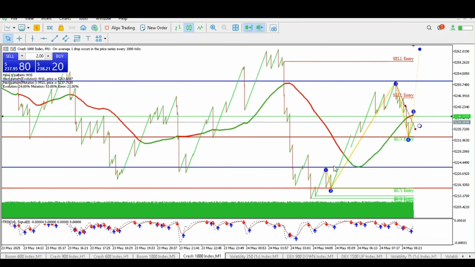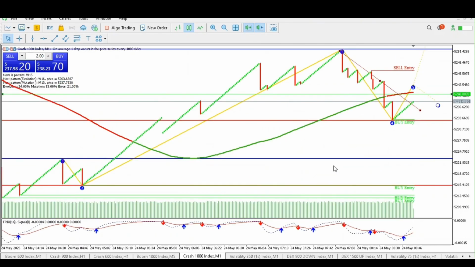Right. Then the easiest pairs to trade using this simple system, we have crash 300, crash 600, and crash 500. Those pairs are very easy to trade using this simple system. This simple system will make life easier for you, right?